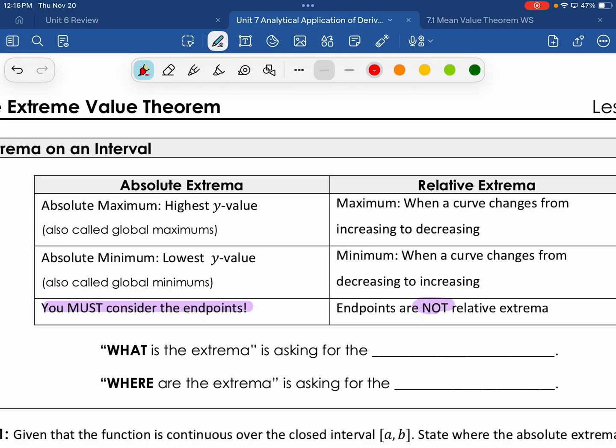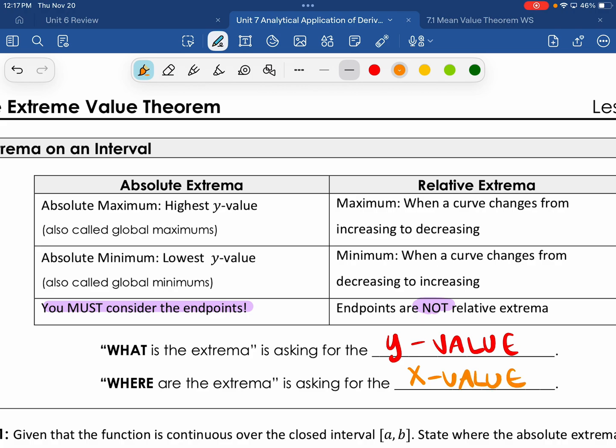So today, we're focusing on absolute. So when you're doing your homework, EVT's lesson is all about absolute extrema, the very highest and the very lowest. Now, when you read your questions, pay attention to the way it's asked, because if it says, what is the extrema? It's asking for the y value. If it asks you for where is there an extrema, it's asking you for the x value.